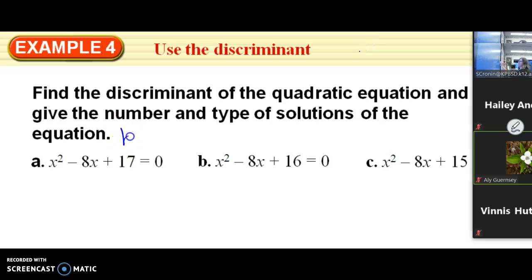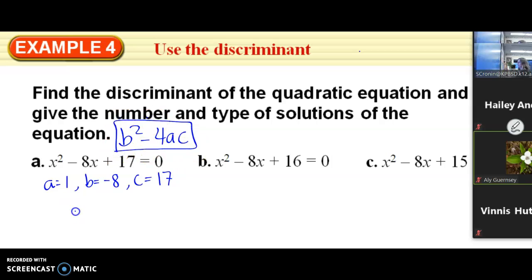So the discriminant, remember, is b squared minus 4ac. My a here is 1, b is negative 8, c is positive 17. So plugging that in, we have negative 8 squared. Remember to square the negative, so it's going to end up being positive 64, minus 4 times a, which is 1, times c, which is 17.